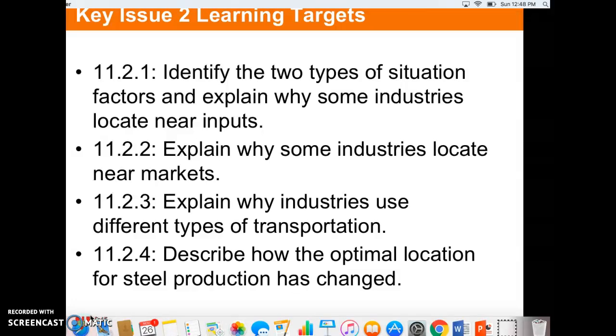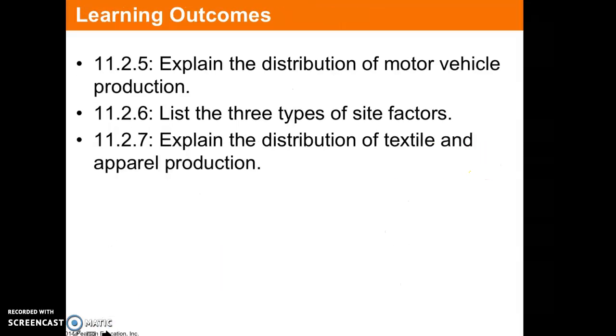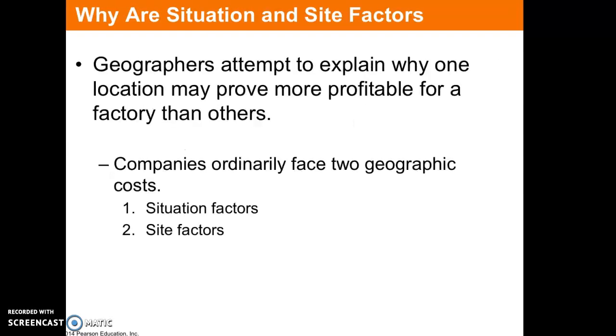So is there work available? Is there capital available? Is there land? What unique characteristics will help make your industry thrive? We're going to go over the types of situation factors. We'll look at why some industries are located near markets, why they use types of transportation, and we'll look at steel production as a case study or a key example. We'll also look at the distribution of motor vehicle production and why it's complex, and then we'll look at the site factors as well. And when we look at site factors, we'll look at distribution of textile and apparel production.